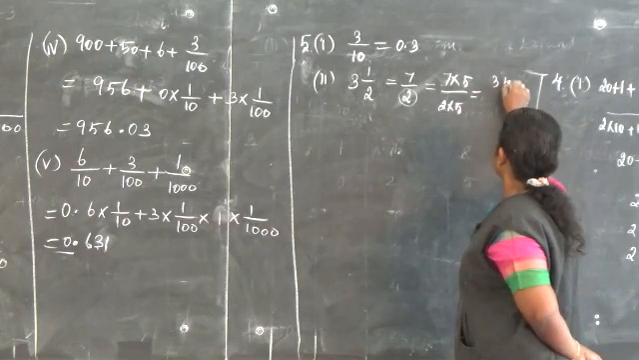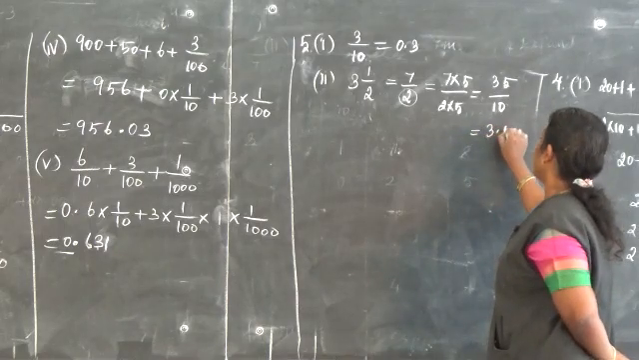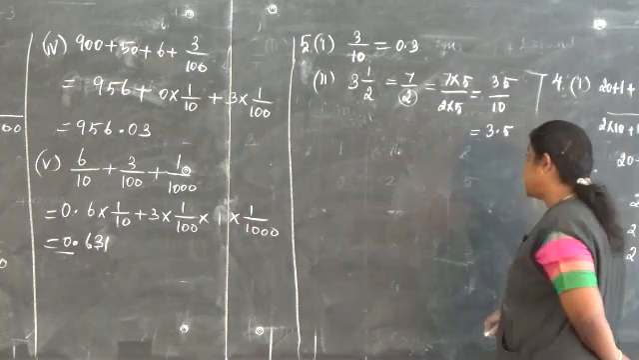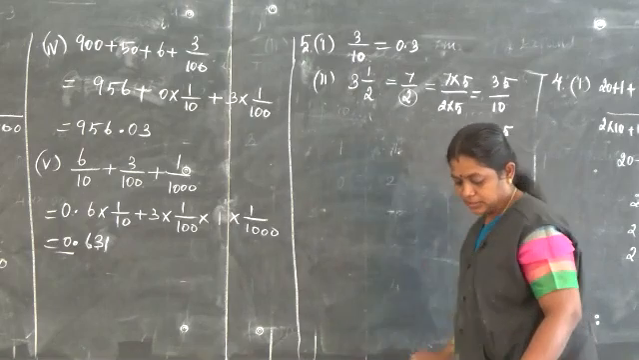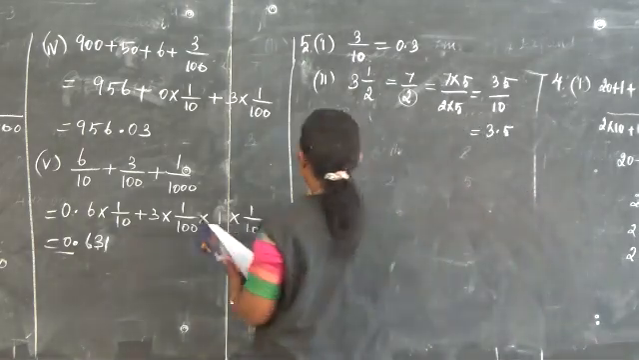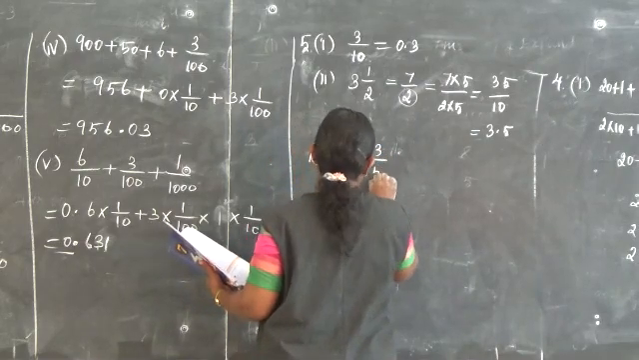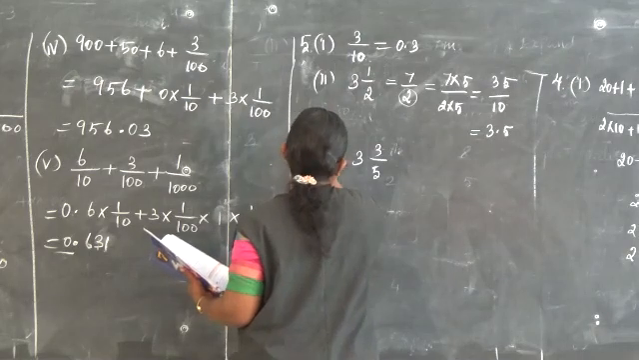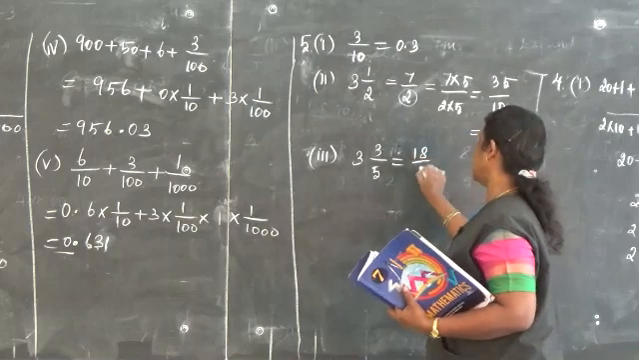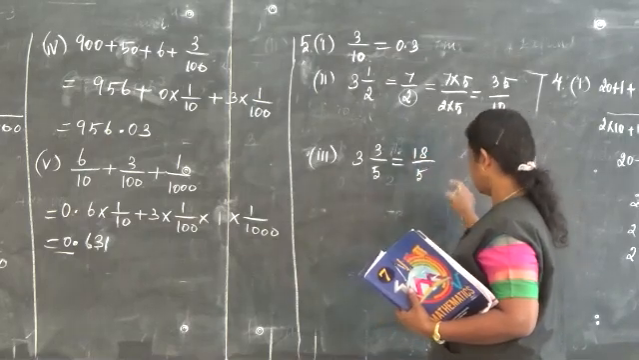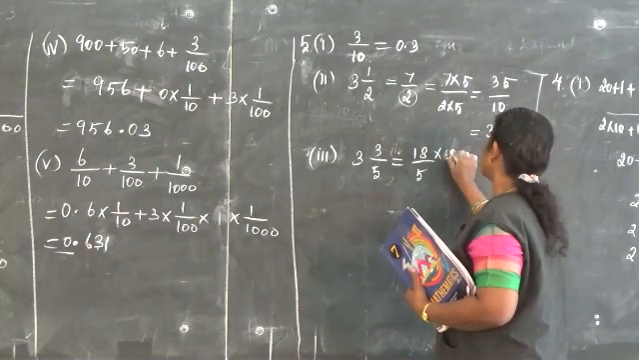7 into 5 is 35 by 10. Now you can write the decimal number. So 35 by 10, we can write it as 3.5. Come to the third subdivision, 3 by 5. Converting, 3 into 5, 15, 15 plus 3, 18 by 5. If the denominator is 5, you should multiply with 2. Then only we can get 10.